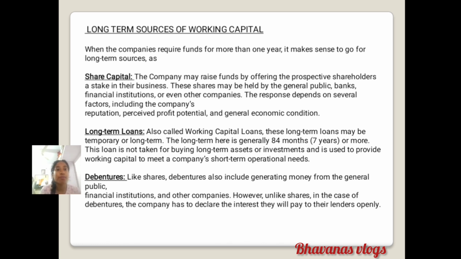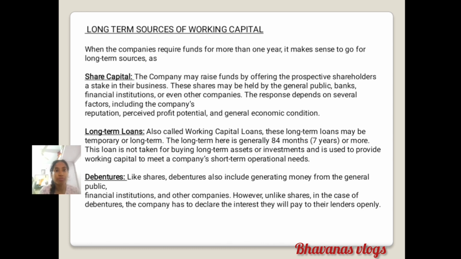Basically, the company may raise funds by offering prospective shareholders a stake in their business. The shares may be held by the general public, banks, financial institutions, or even other companies. The response depends on several factors, including the company's reputation, prediction, profit potential, and the general economic condition. Share capital may be raised from the shareholders or stakeholders in the business.